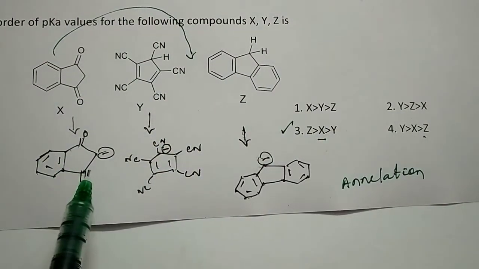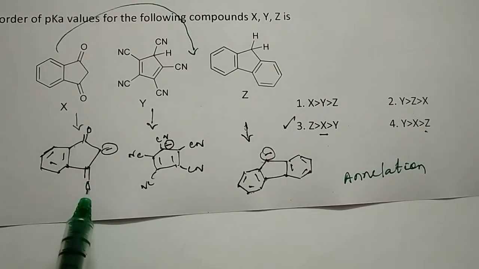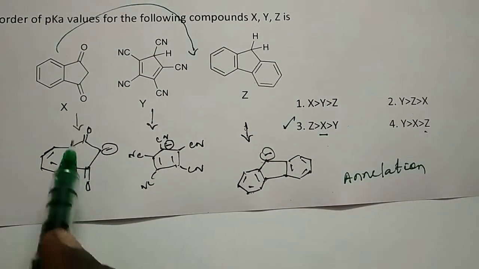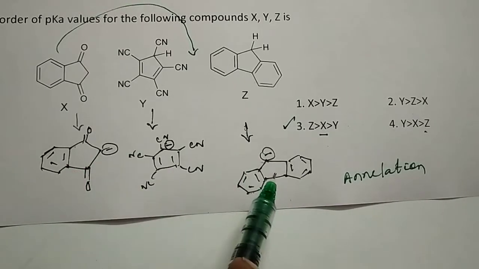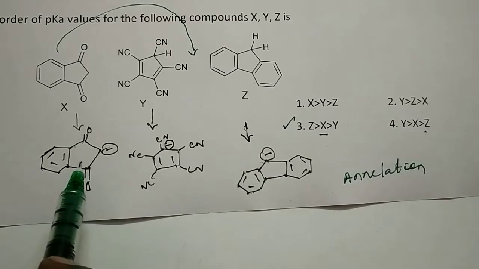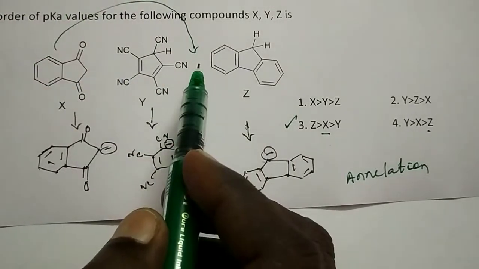Because the conjugate base of X, this anion, is stabilized by two electron withdrawing groups, this side and this side. It is flanked on both sides by two electron withdrawing groups. So it is even more stable than this one. So the stability of this anion comes in between these two aromatic anions, so the acidity also comes in between these two.